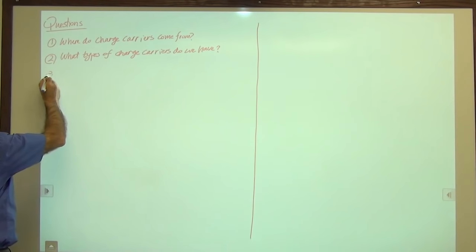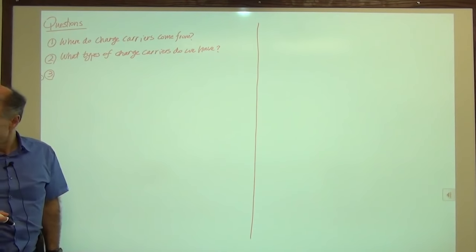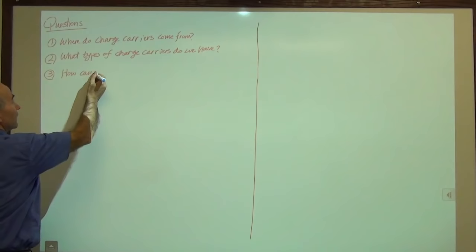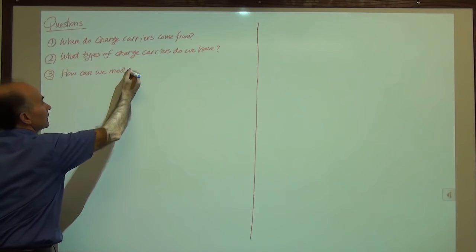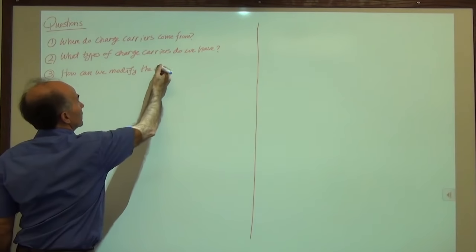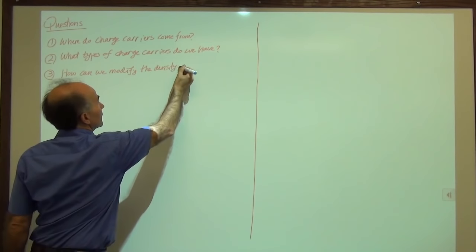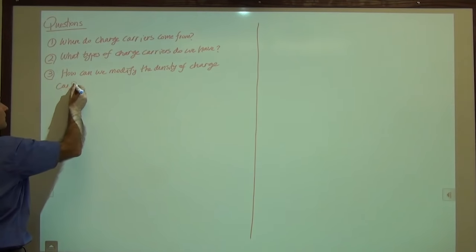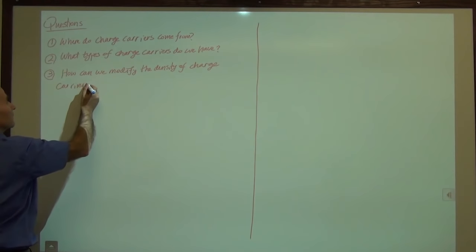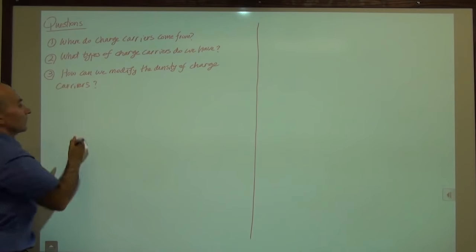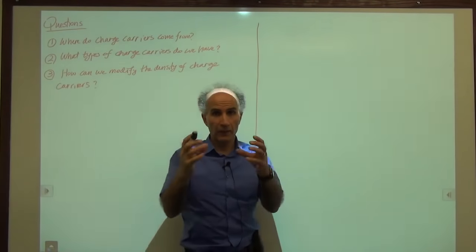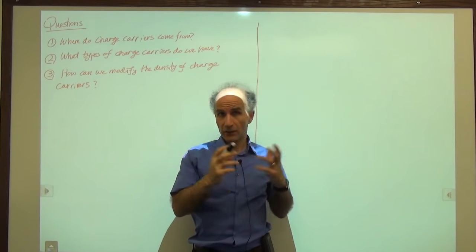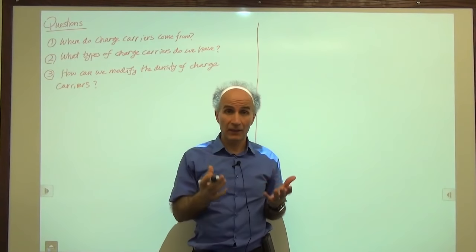Okay, so then, once we understand these two, we need to ask the following question. How can we modify the density of charge carriers? Intuitively we know that if in a material we have lots of carriers, then that material is very conductive. If you have very few carriers, it's not very conductive. So that's what we call the density of carriers.